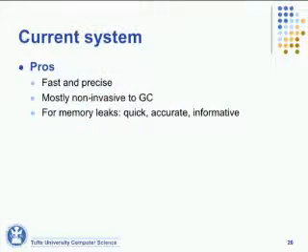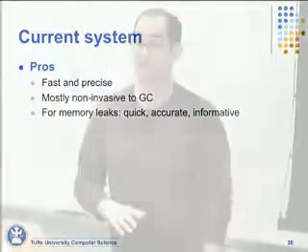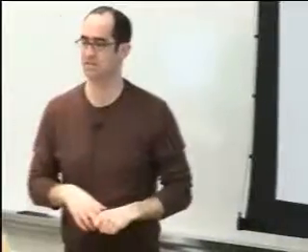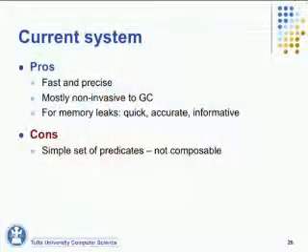Right. So, pros of the current system. It's fast and it's precise, within the confines of what I've given you. It's mostly non-invasive to the GC. We did some tricks with the traversal, which hopefully are not creating cyclic garbage that kills us. I think it's not. And in particular for memory leaks, we were pretty happy with the results. It reports the errors quickly. It's very accurate. It's very informative.